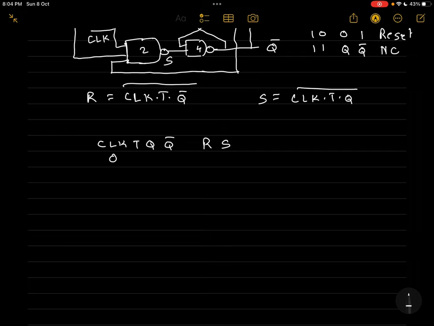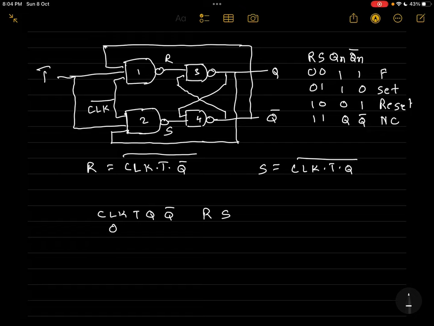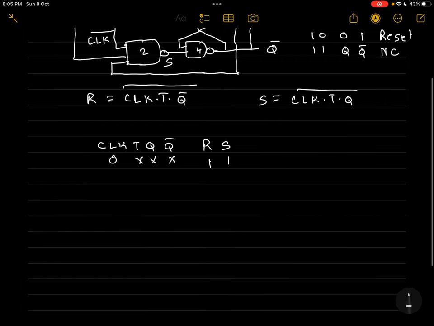If CLK is 0, let's understand what happens. One of the inputs of NAND gate 1 and one of the inputs of NAND gate 2 becomes 0, and if an input of a NAND gate is 0, then the output becomes 1. This is the property of the NAND gate. So the output will become 1, and we don't care what the values of T, Q and Q bar are. Then we take CLK equal to 1. At that time T can take value 0, and Q can be either 0 or 1, and T can be 1, with Q either 0 or 1, and when Q is 0 1 0 1, Q bar should be 1 0 1 0.